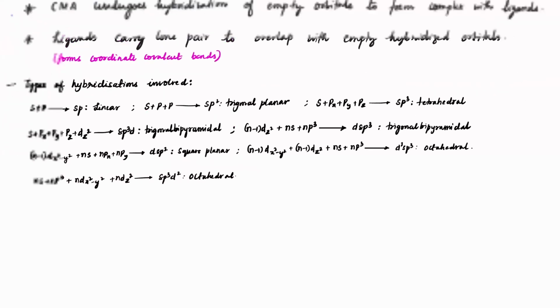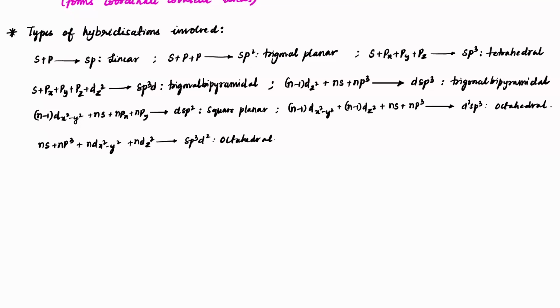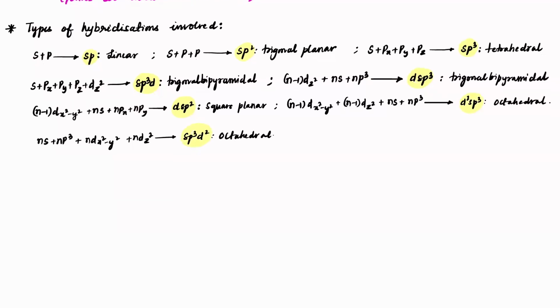These are the main mixings of orbitals which you will notice, and they form various geometries here. Starting from sp, sp2, sp3, sp3d, dsp3, dsp2, d2sp3, and sp3d2. These are the hybridized orbitals we will look into. So be very specific about which orbitals we are mixing in all these cases.